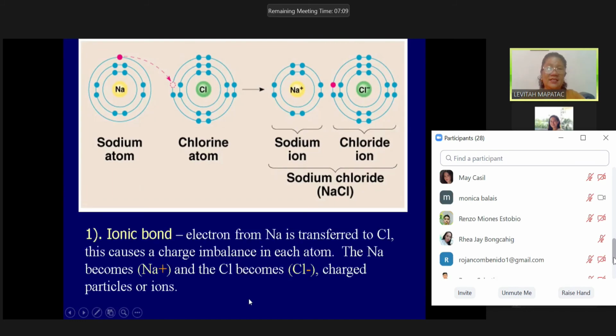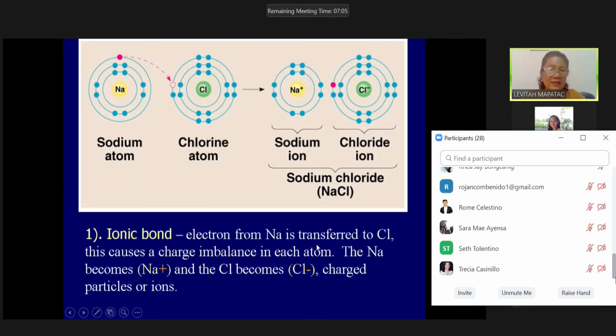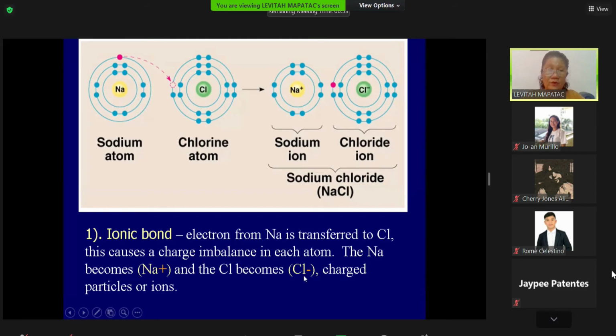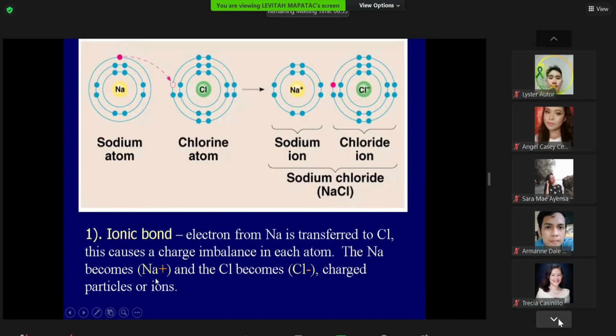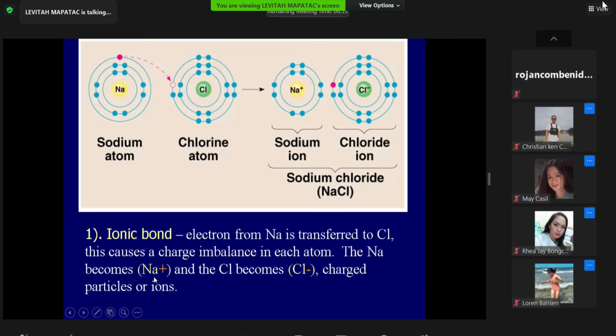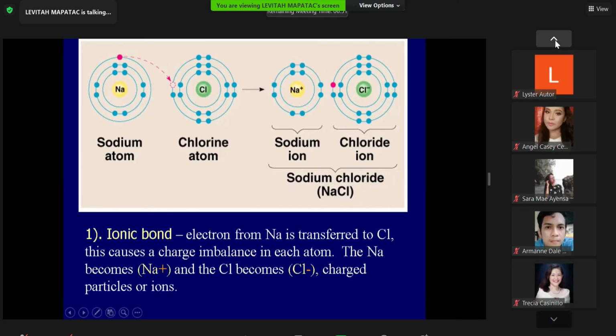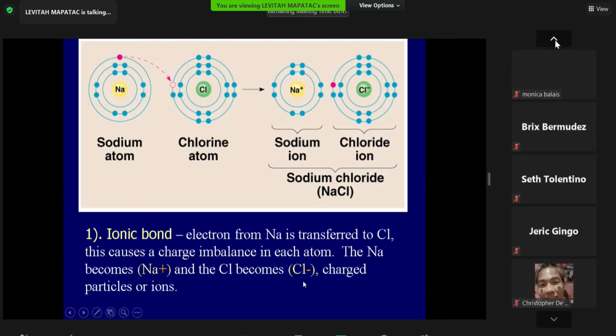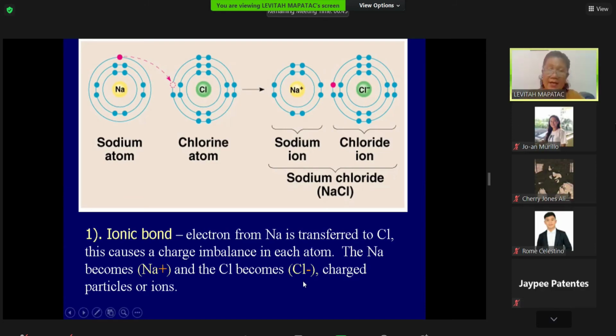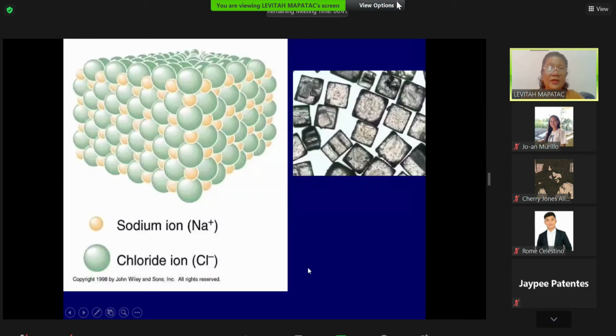Okay, so as I have said, here in ionic bond, your sodium transferred 1 atom or 1 electron to chlorine. This causes imbalance in each atom, wherein your sodium becomes a sodium positive ion and your chlorine will have a negative 1 ion. Okay. How about covalent bond?